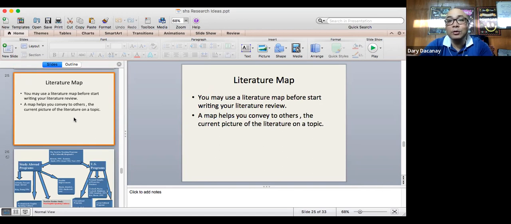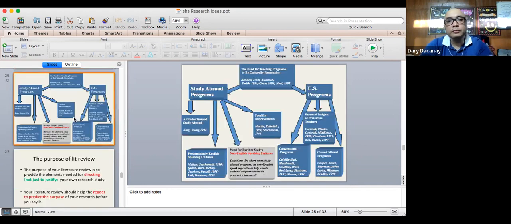We will do this later on, but I'll help you out in terms of creating your RRL grid, that's what I call it, so it's in a table. So you just have to fill it up. Okay? This is an example of, let's say, studying abroad. What do you mean by that? Okay? So, there, she mapped what she wants to know about studying abroad or the study abroad programs.